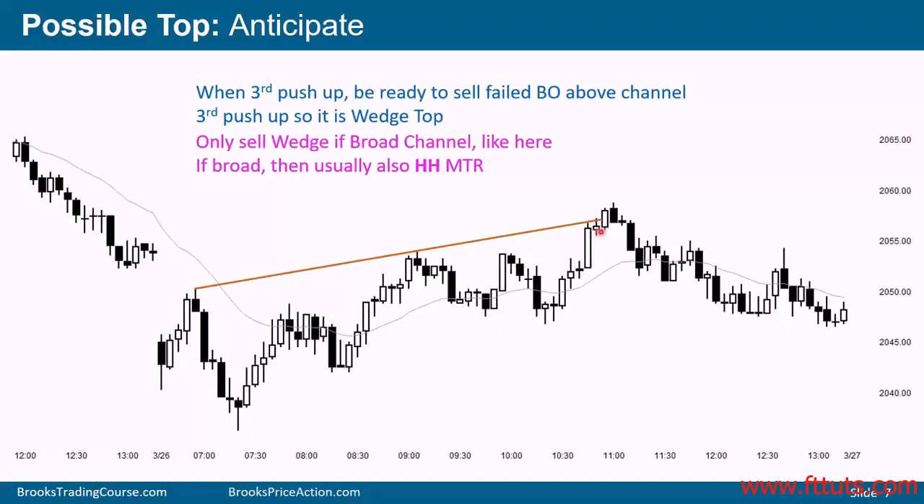Whenever there's a third push up, traders have to be prepared to sell a breakout. We're trying to get a bull breakout above a bull channel. 75% chance it's going to reverse within about 5 bars. Here, it reversed within a couple bars.